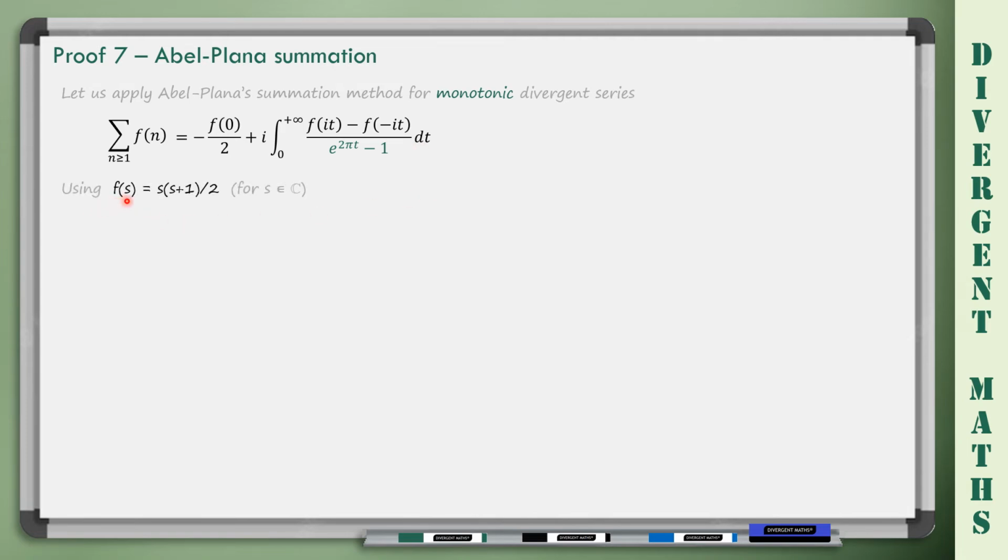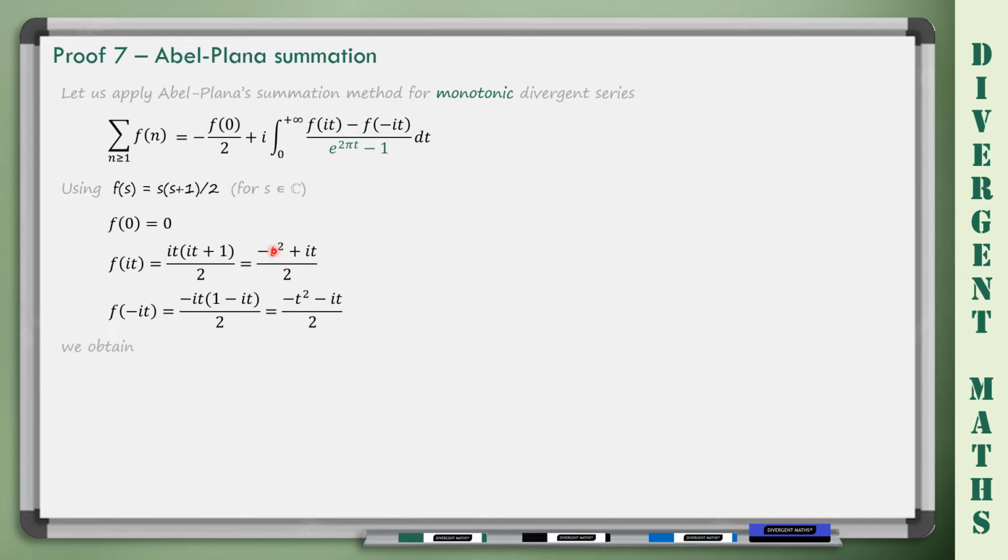So using f of s equal s times s plus 1 over 2, for s being a complex variable, we have f of 0 equals 0, f of it times it plus 1 over 2, which can be simplified as i square being negative 1, so negative t square plus it over 2. We do the same thing for negative it times negative it plus 1. We develop, so it gives us a negative t square, or i square t square, so negative t square minus it over 2.